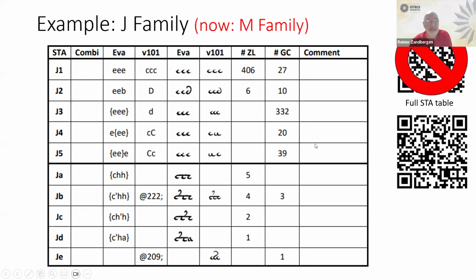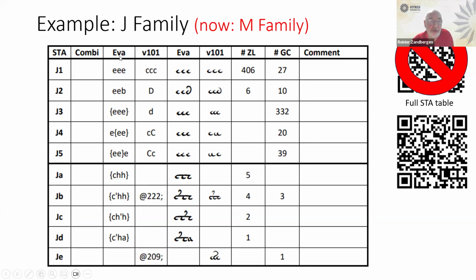To just show a detail of one family, this was at the time the J family. Nowadays, this is the M family, but it doesn't really matter. It shows, first of all, the frequent characters, J1 through J5, and then some rare characters, JA through JE. This is just an example. The complete star table is really very long.